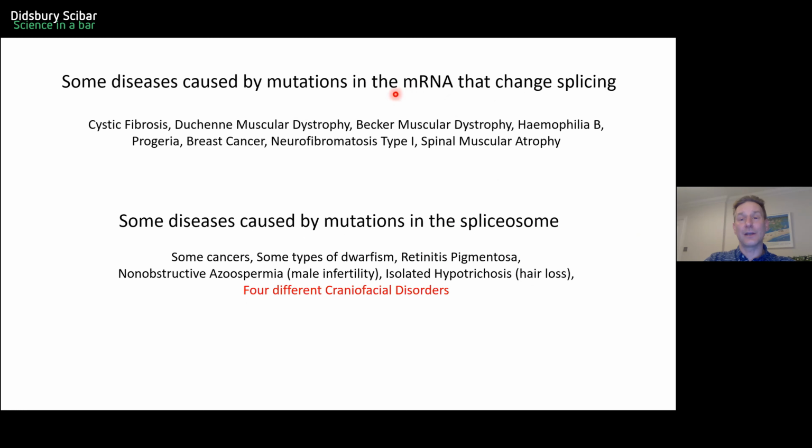So you get these two types of mutations. You get mutations in the RNA that needs to be spliced, and you can get mutations in the spliceosome, which is the machinery needed to splice these messenger RNAs, remove the introns, and join the exons together. Our research has been interested in looking at these mutations in the spliceosome. We've spent a lot of time over the past 5-10 years looking at these craniofacial disorders, which are caused by mutations in parts of the spliceosome. So I'm going to talk to you a bit about the work that we're doing now to look at these craniofacial disorders.